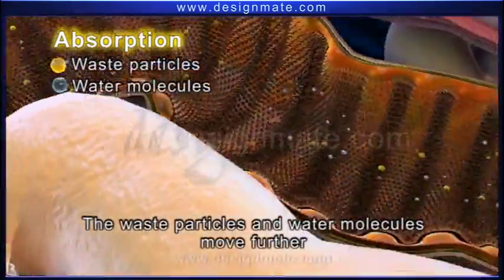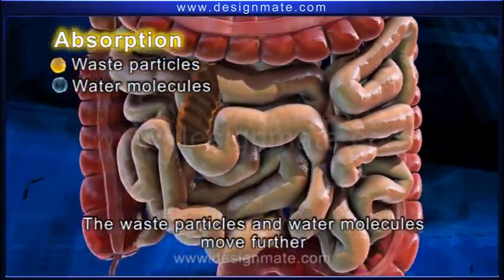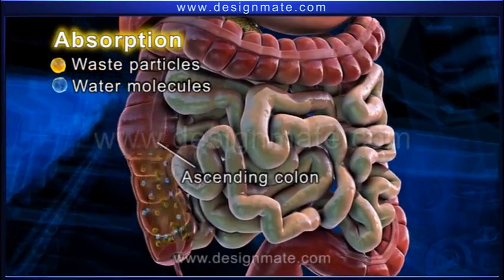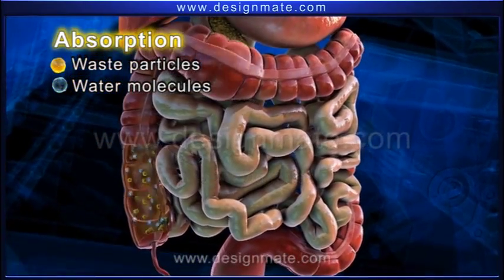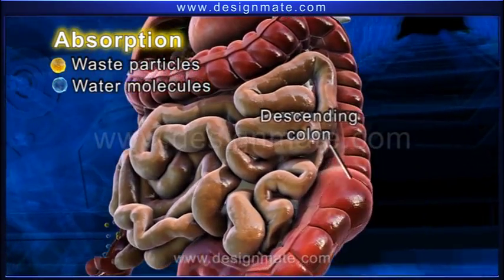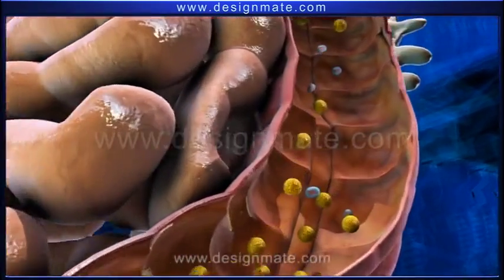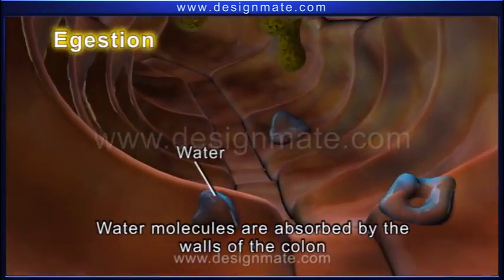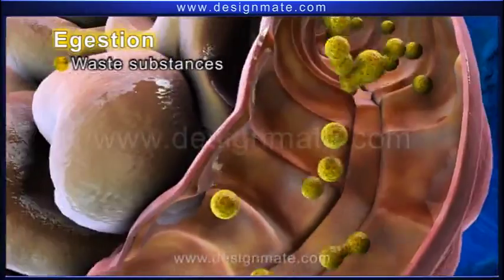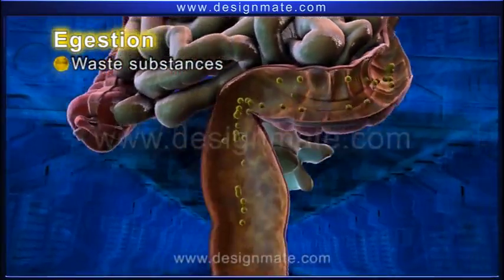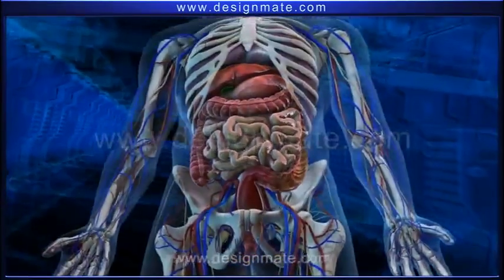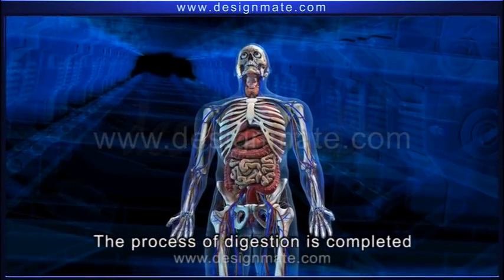The remaining unabsorbed waste particles and water molecules move further. These molecules further pass through the small intestine and finally reach the ascending colon of the large intestine. From here, it passes through the transverse colon to the descending colon. Most of the water molecules are absorbed by the walls of the colon, and the waste substances are collected in the lowermost part of the colon, known as the rectum, from where the waste substances are excreted out. Thus, the process of digestion is completed.